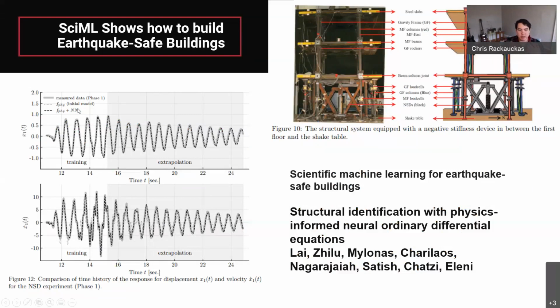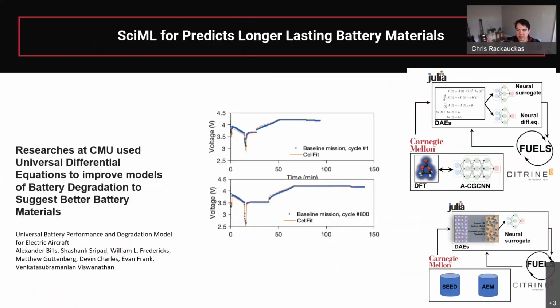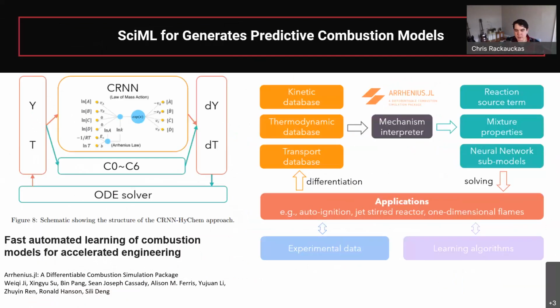Right, so here, for example, is another case where we have a physical model which on its own tends to have this divergence, if you can see these dots, whereas the physical model plus the neural network extrapolates in a way that is fairly good off of a very short training data. And this is for earthquake-safe buildings. Another example is coming up with better models of battery degradation. There's a paper that shows we can do this in a way that improves the prediction of battery degradation times by 19%.